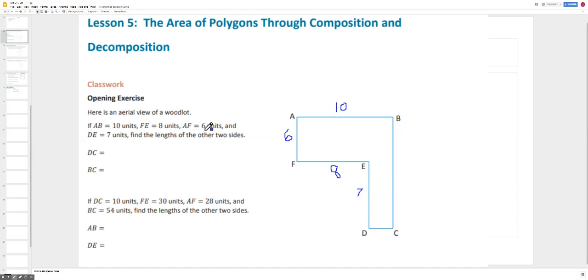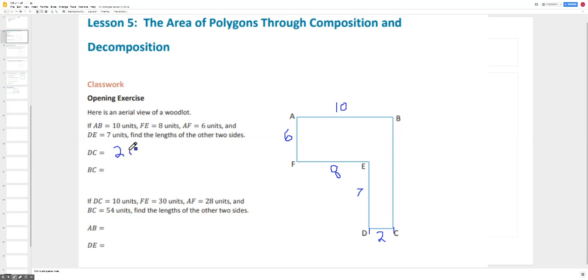And now we're going to find the length of the other 2 sides. We're going to find the length of DC and the length of BC. DC is right here, so we're going to find the length of this part. If from A to B is 10 and F to E is 8, we need to find this extra piece. We would subtract these two. 10 minus 8 would be 2, so DC would have to be 2 units.